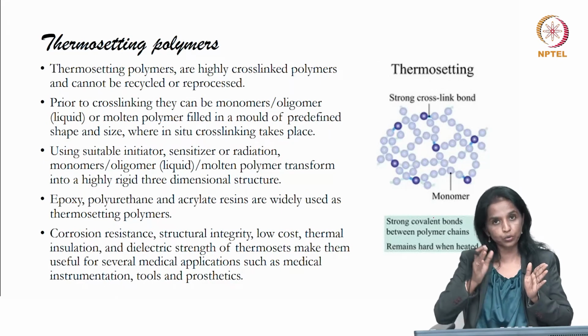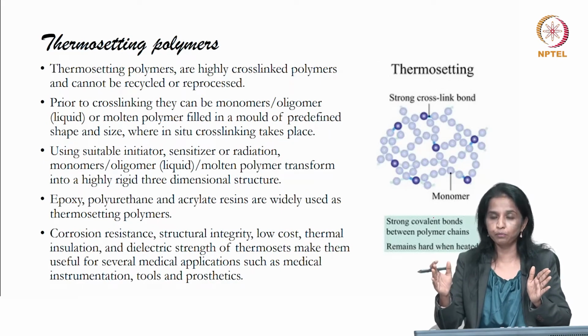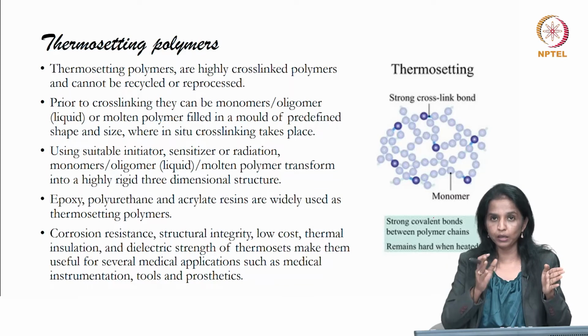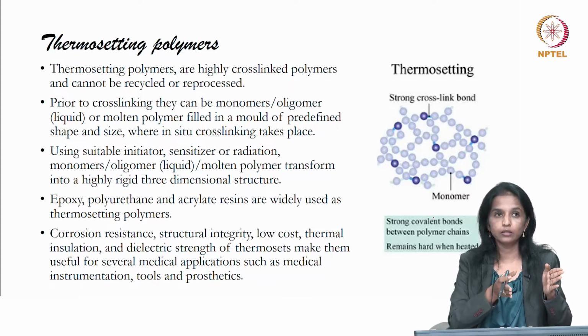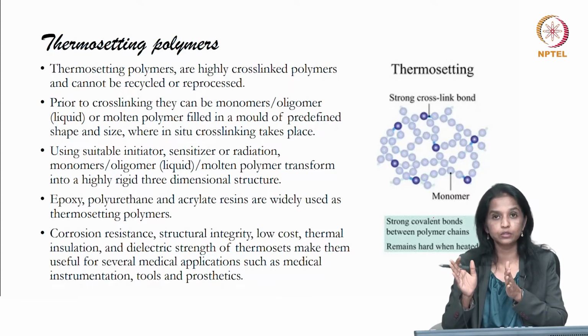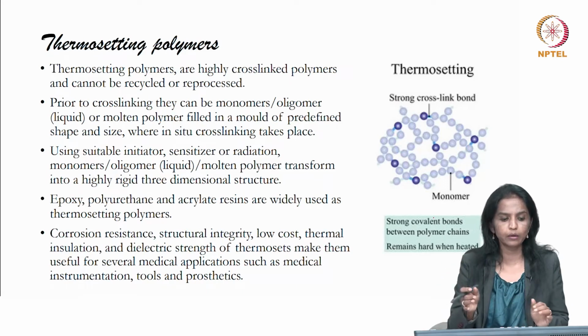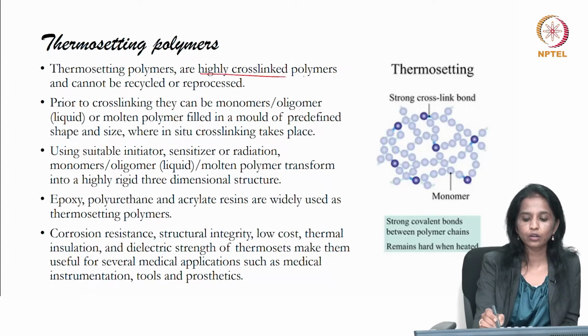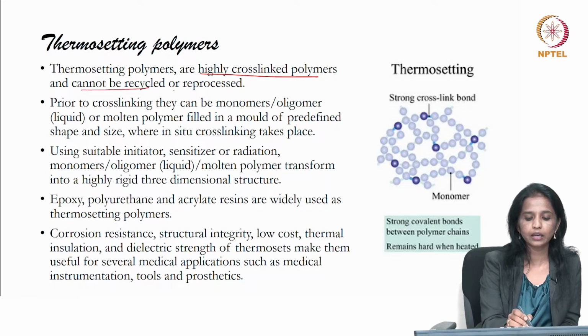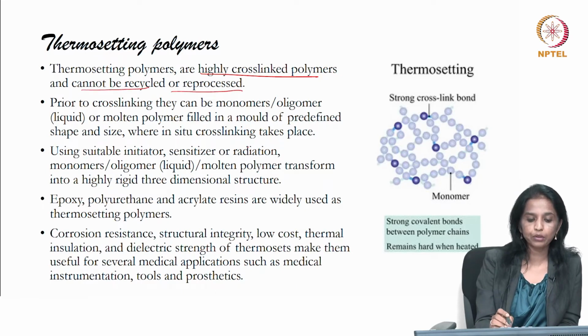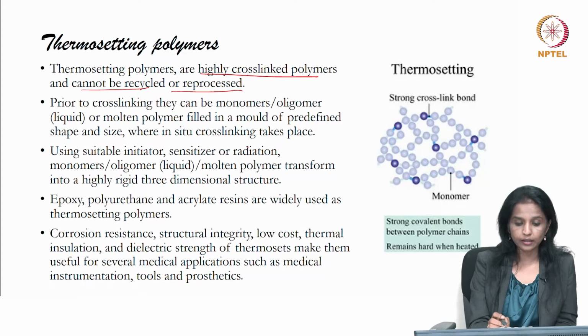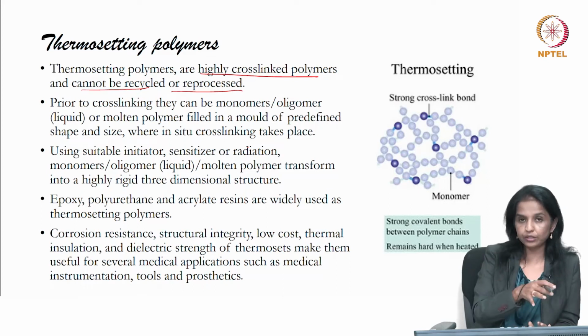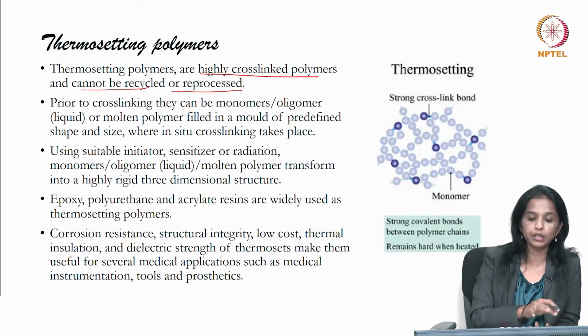Now, we move on to the other end of the spectrum of polymers. The first was elastomer, then we read about thermoplastics, and the next one is thermosetting polymers. In thermosetting polymers, the highly cross-linked polymers cannot be recycled or reprocessed, and they are really solid. They cannot be reversed. There is no reversibility in thermosetting polymers.